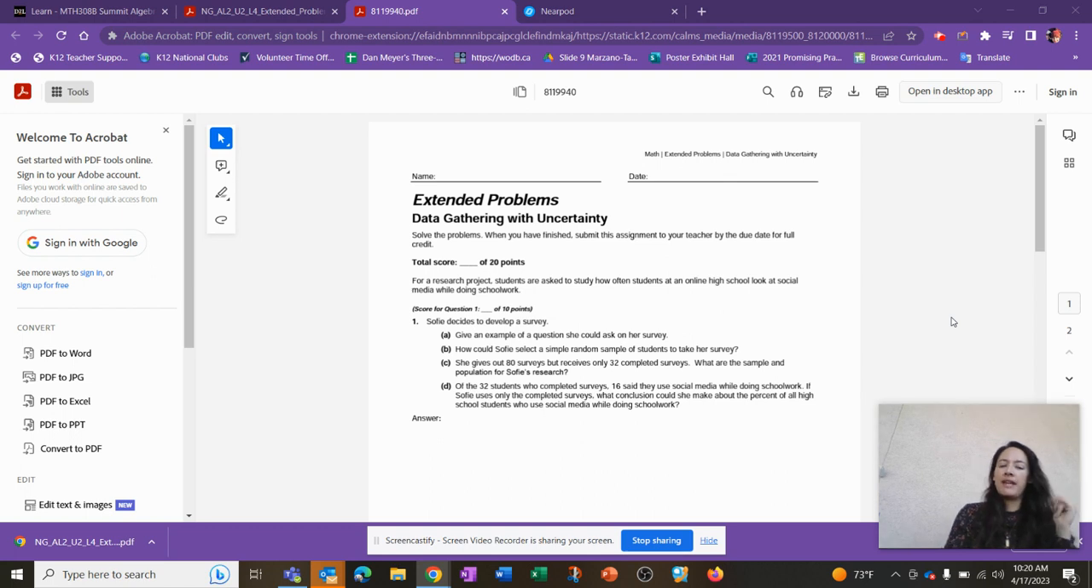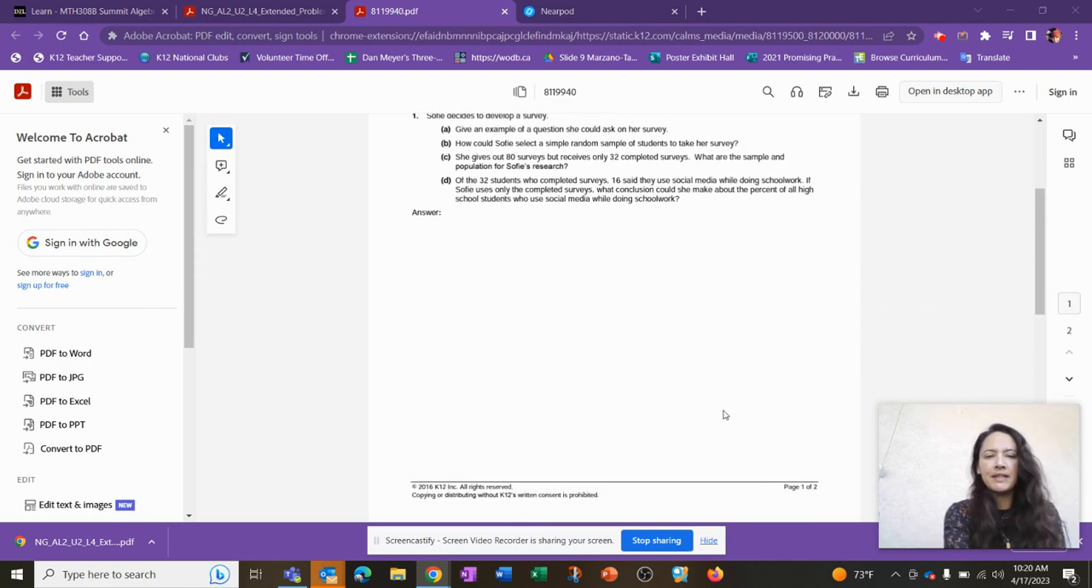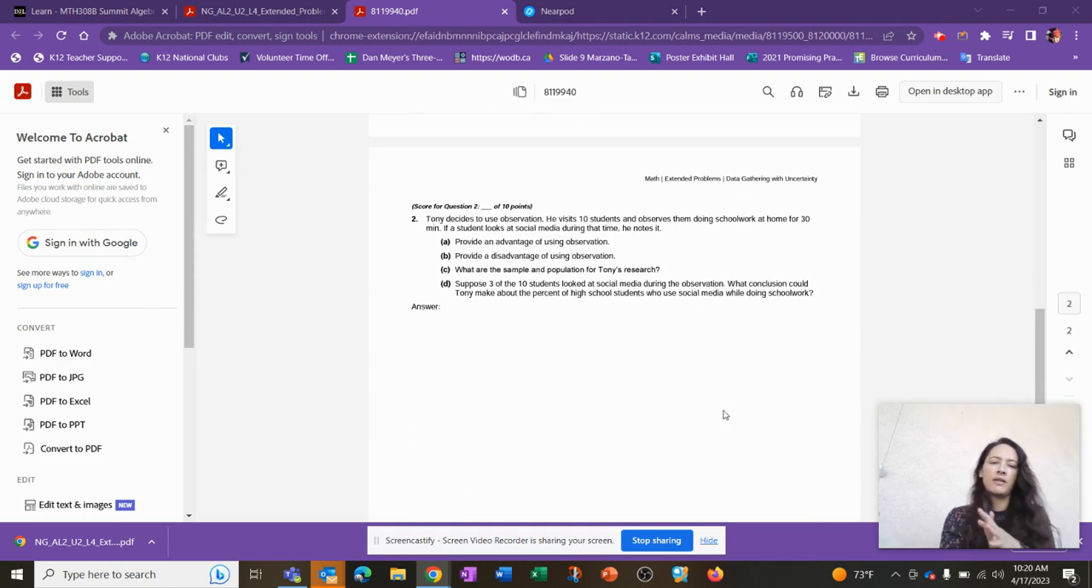The concept of 80 surveys but receives 32. What is the sample? What is the population? Try it. What do you think? And then check the answer key and think, does that make sense? Did you get that? That's great. And then D is the computation about how you can take a sample, again, a statistic, to make an inference about the parameter for the whole population. It's fairly quick, you guys.